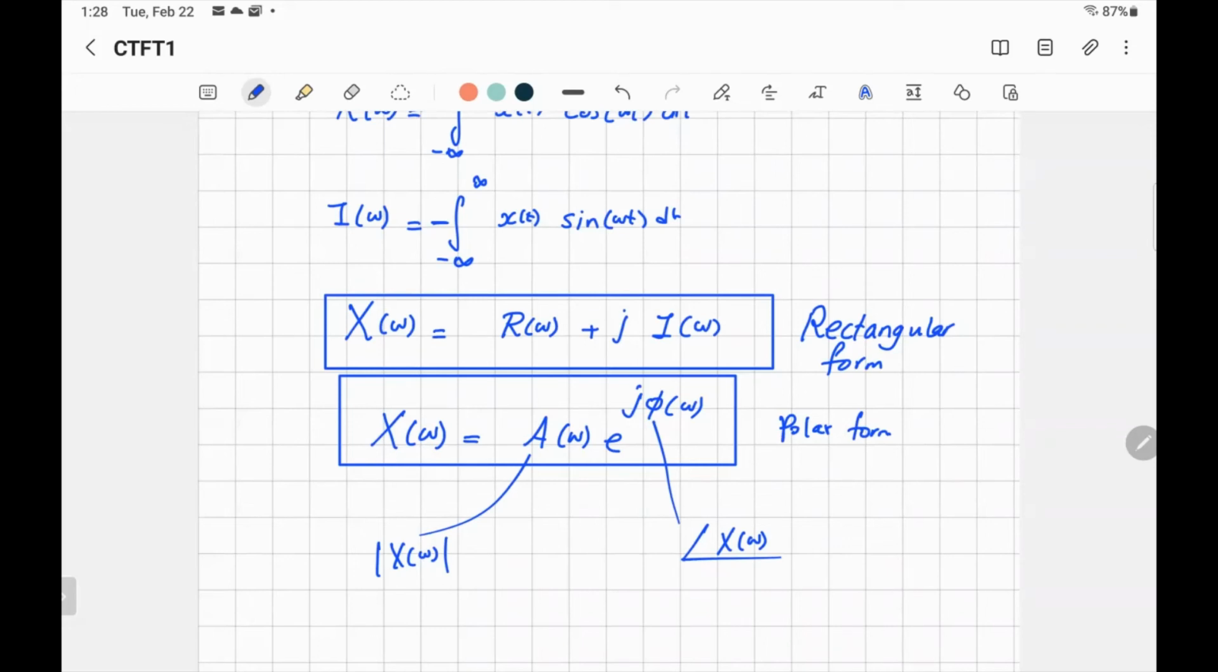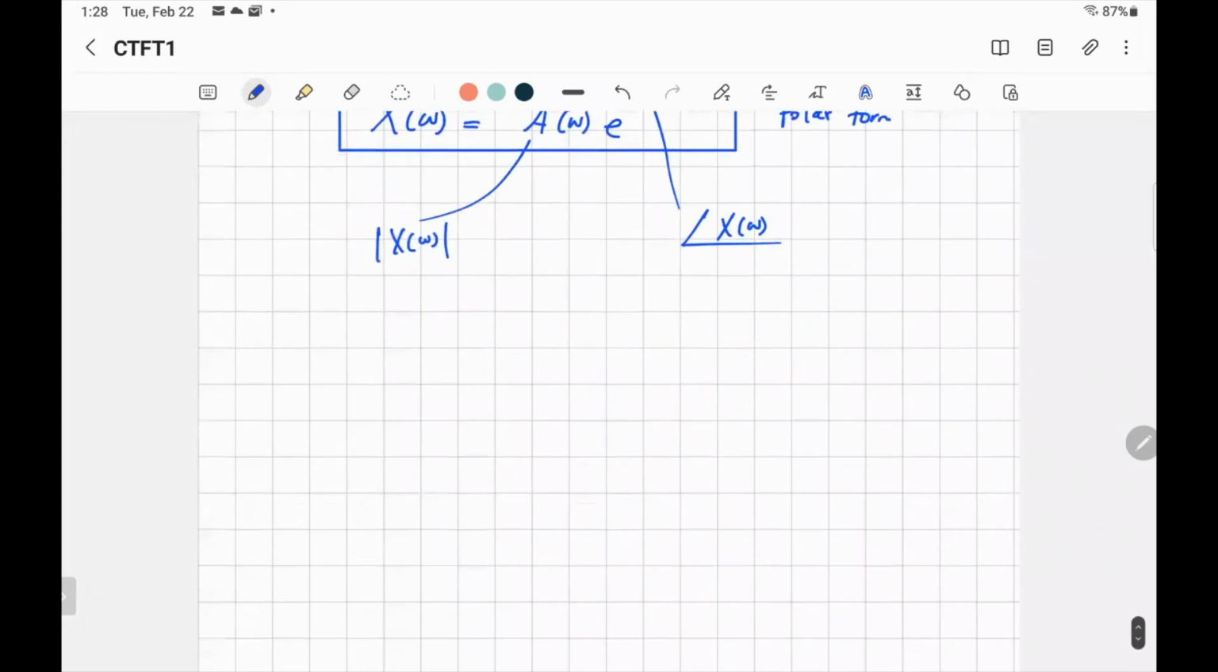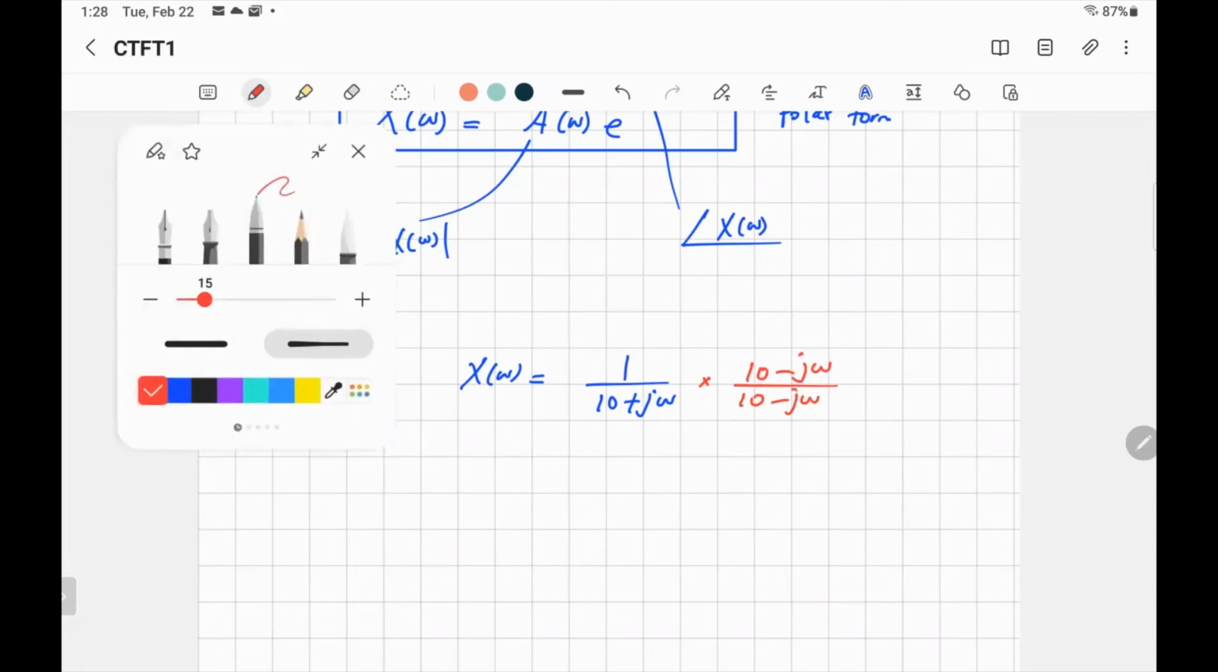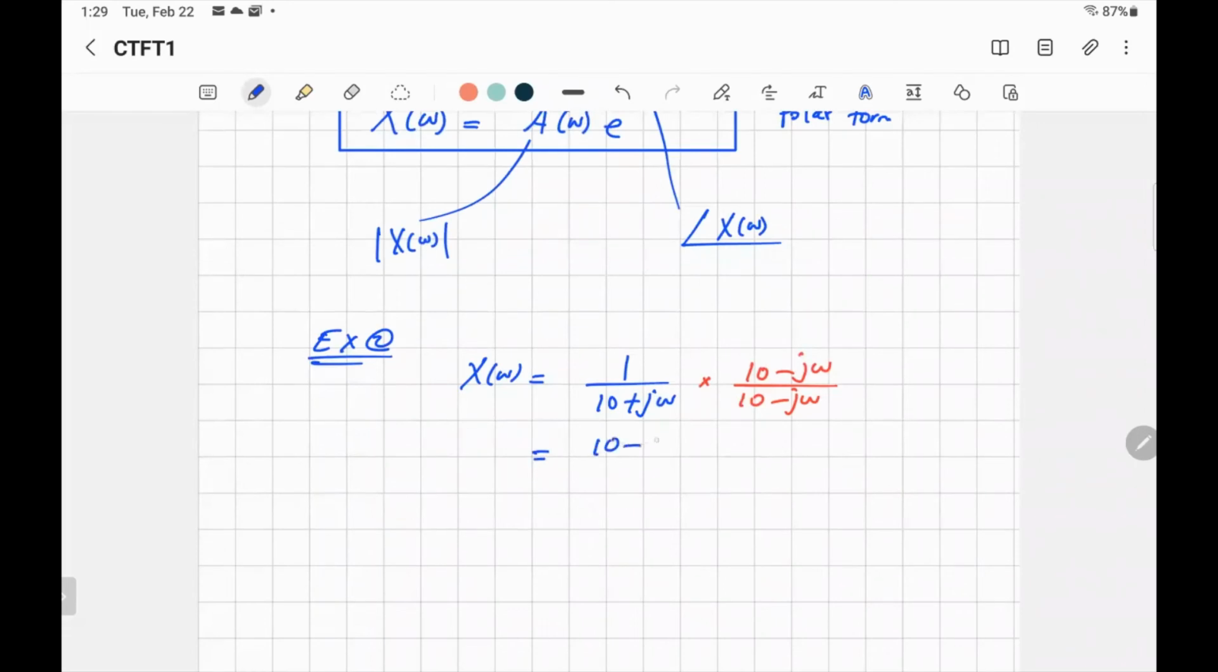And you can apply this to the example that we did. For example, the one that we did in example 2, what was the function? We found X of omega equal 1 over 10 plus j omega. That's what we found. You can express this in rectangular form. How do you do that? Well, I can multiply by the conjugate. I say times 10 minus j omega over 10 minus j omega, so I can get rid of the complex on the bottom. Now we have 1 times 10 minus j omega at the top, and at the bottom 10 plus j omega times 10 minus j omega.